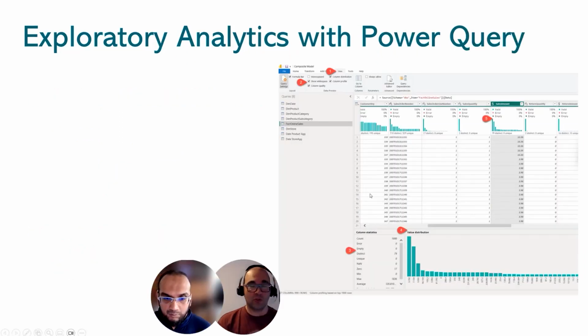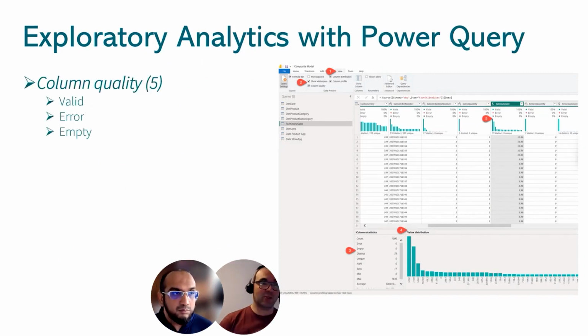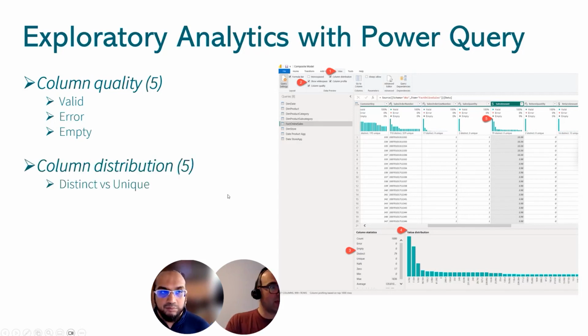Then you can also perform exploratory analytics with Power Query. There are certain options that you can turn on for analyzing column quality. This one is number 5, so this one here. And this will show you how many records in this column are valid, how many errors you have, and how many empty records you have.